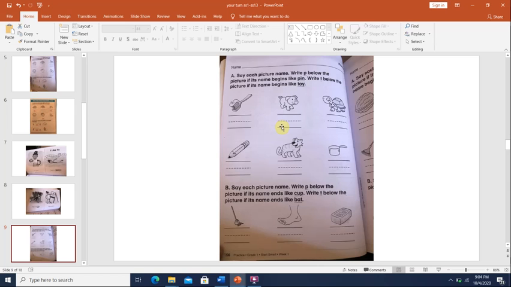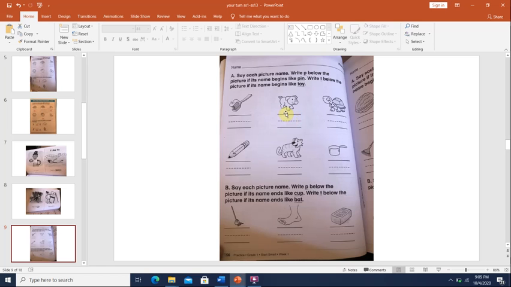Okay, the first picture, toothpaste or toothbrush. What sound do you hear when you say those words? T, right? You hear the T sound. So here we'll be writing T. What animal is this? This is a pig. Okay, pig. What sound do you hear here? You hear P.